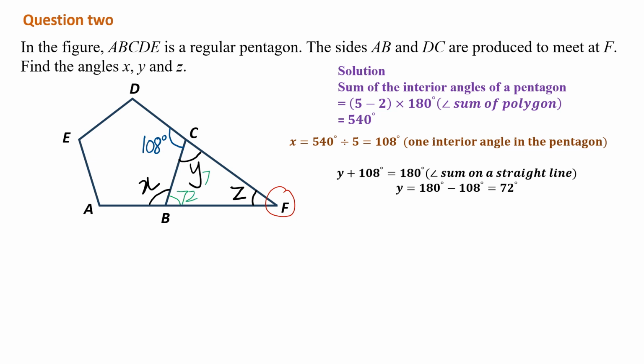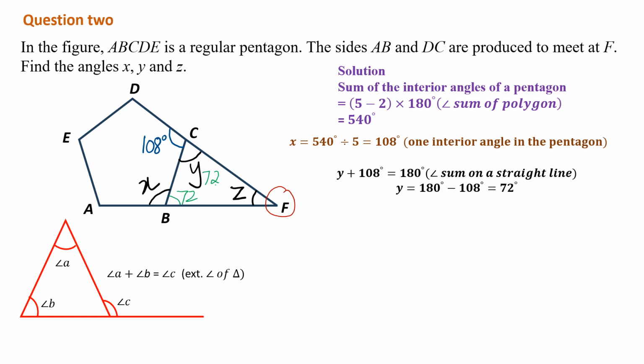And Y is 72. And then take 180 minus 72 to give you Z. But I'm going to teach you another angle property that will make your working lesser. So this angle property, if you have a triangle and one exterior angle, then the two interior angles add up to give you the exterior angle.